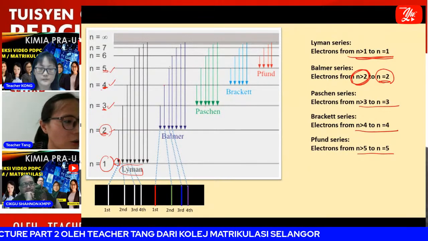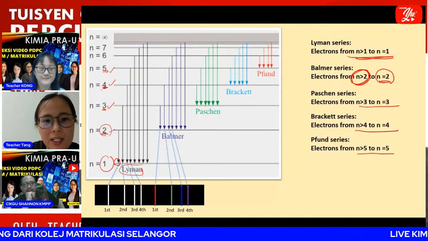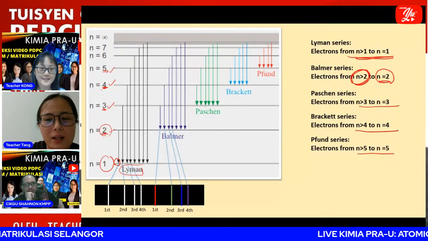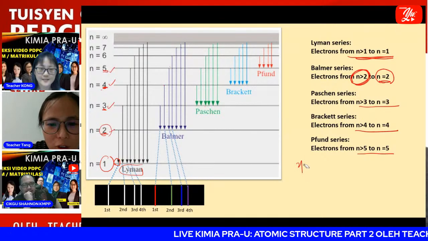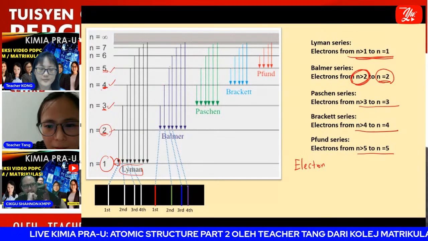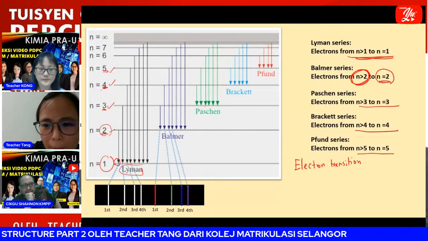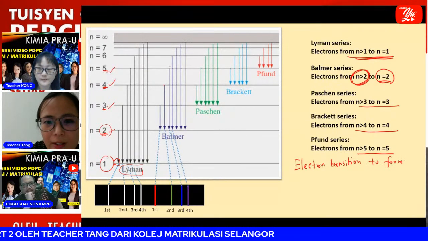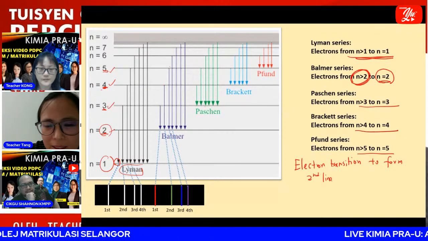So my last question before I finish the class. Can you tell me what electron transition forms the second line in the Brackett series?